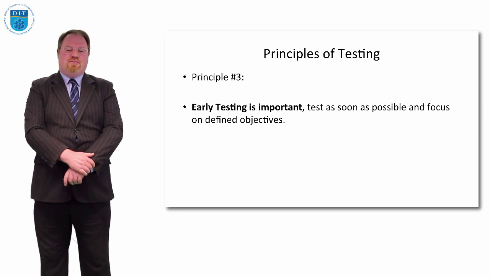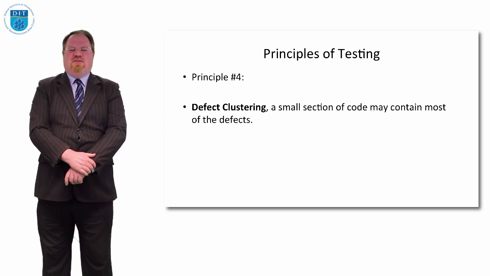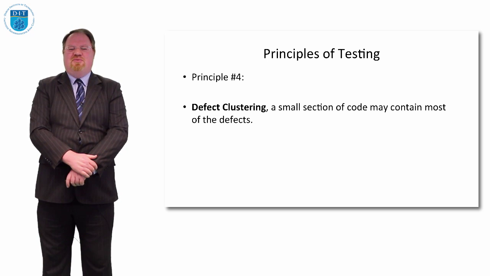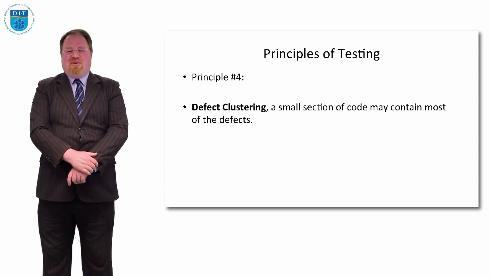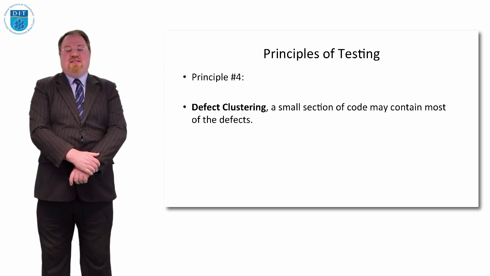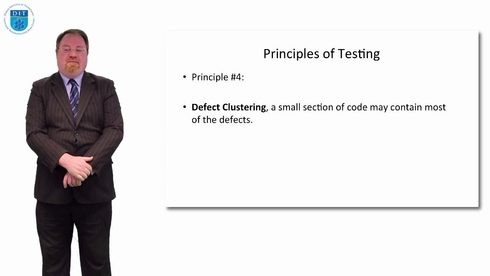Principle 4 is, and this is a curious fact, but it's almost always true: if you find an error in code, look around 2 lines up and 2 lines down from that code, because there'll probably be another error near there. It's just one of those things that defects tend to cluster together in a small area.